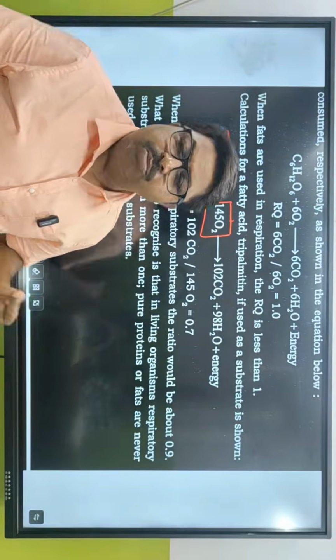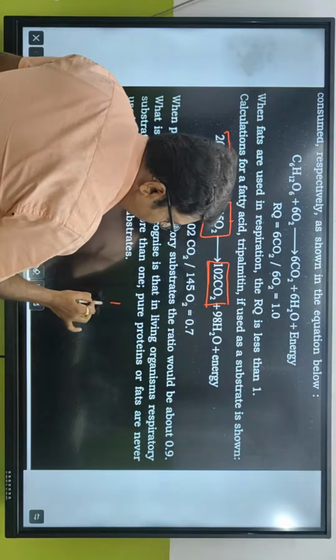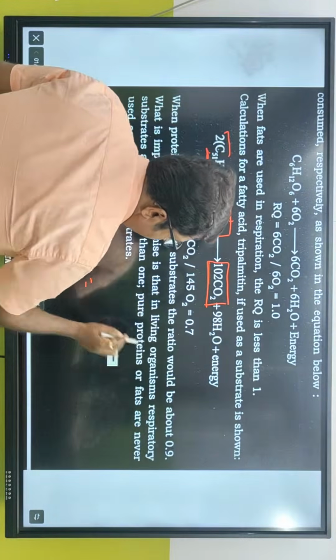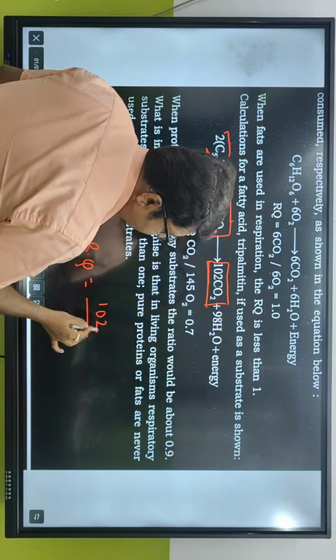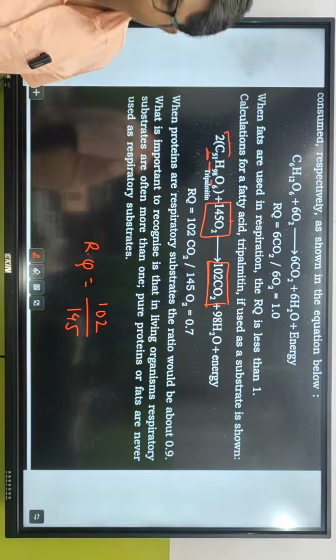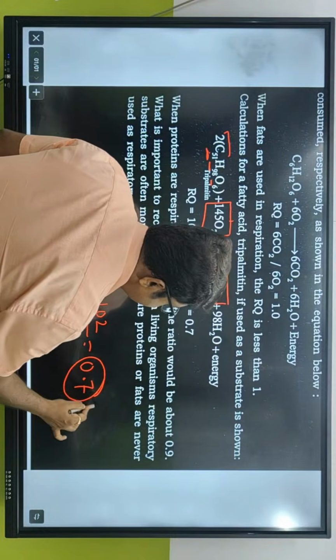145 oxygen consumed. How much carbon dioxide evolved? 102. So what is RQ? Carbon dioxide evolved divided by oxygen consumed, 102 by 145, is equal to 0.7. So it is less than 1.